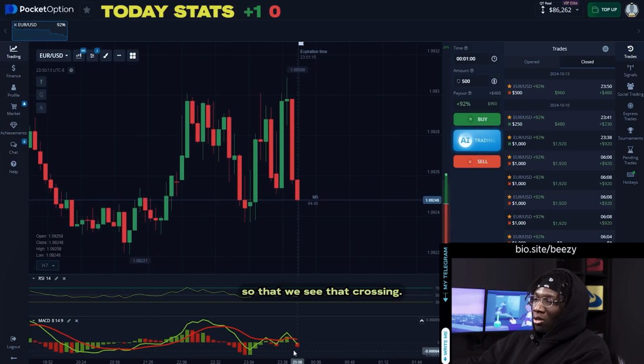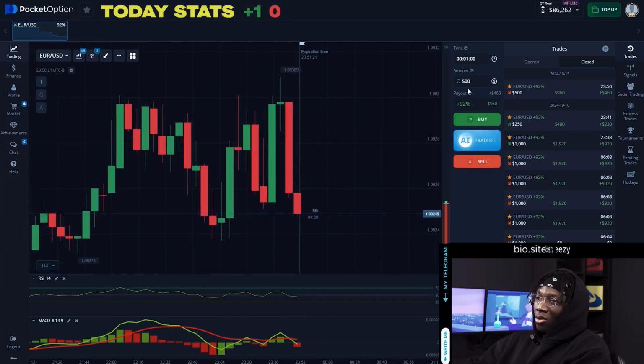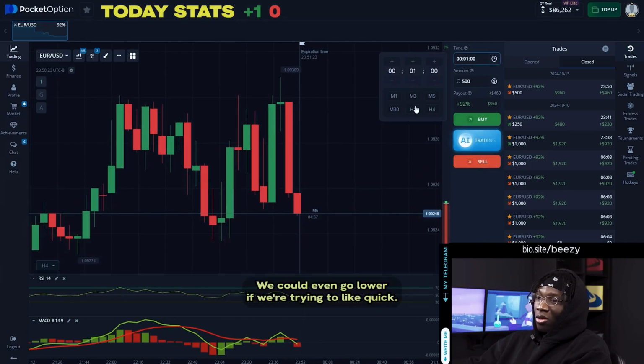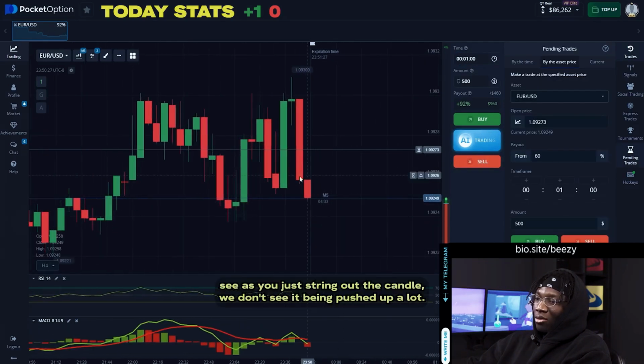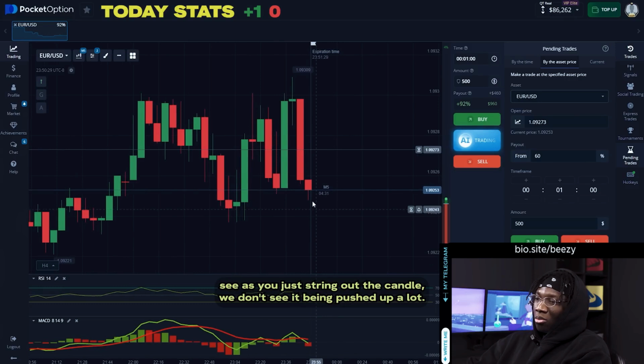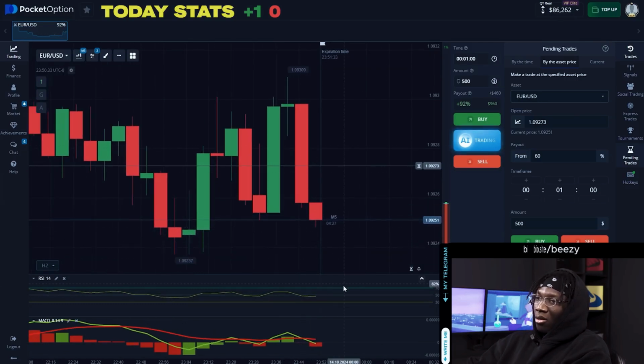So now we see that crossing, but we still see that being pushed down. So we can continue to scalp on here for a minute. We can even go lower if we're trying to go quick. And you can see it's just straight off the candle. We don't see it being pushed up a lot. Now we see a little bit of pushback right there.